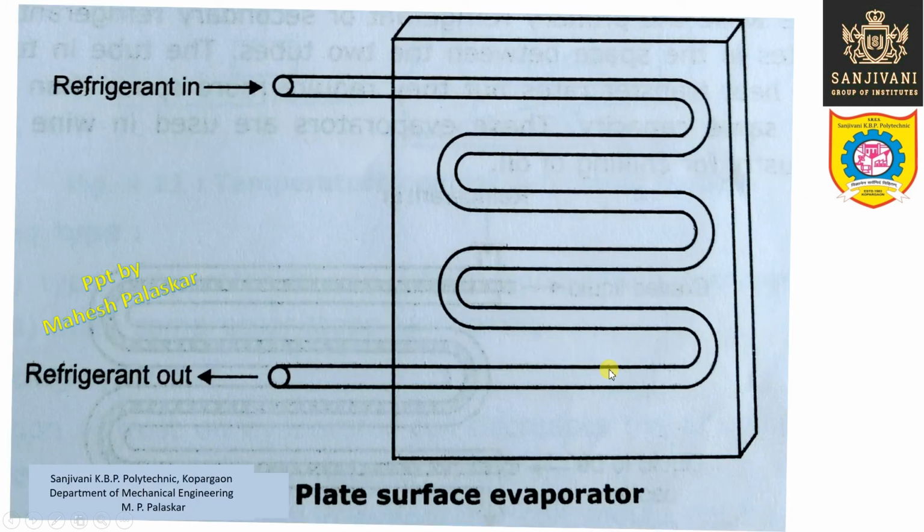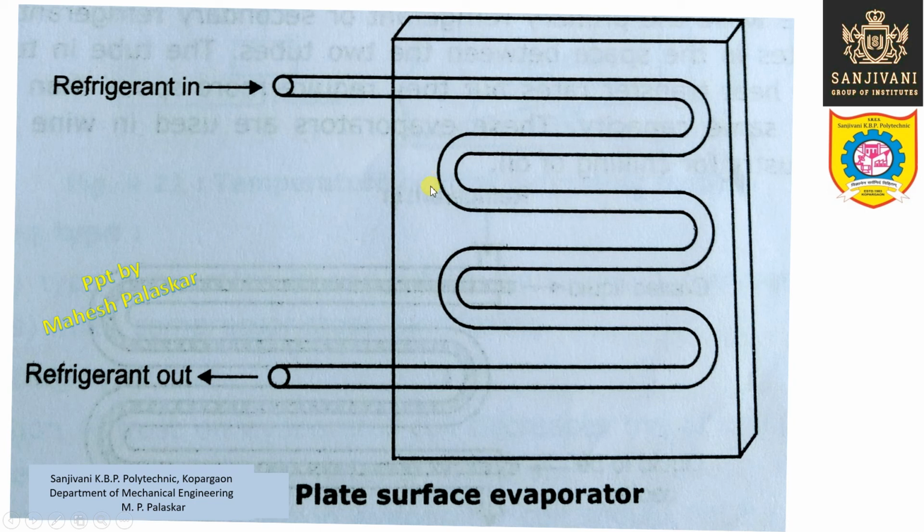Okay, now this is nothing but the plate surface evaporator once again. So you can see that the refrigerant is entering, it is passing through the coil. Actually this coil is present in these plates only, and the refrigerant gets evaporated, and the refrigerant vapors are leaving the evaporator, they are going to the compressor. The liquid refrigerant from the expansion device is entering inside the evaporator, right?